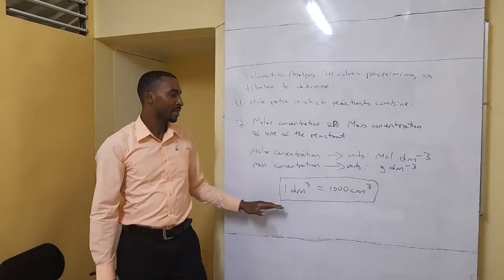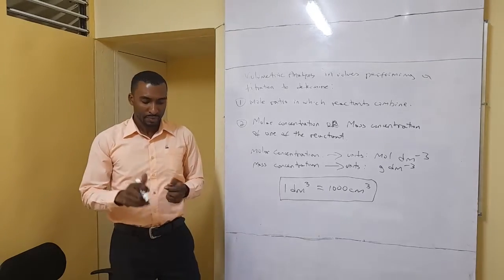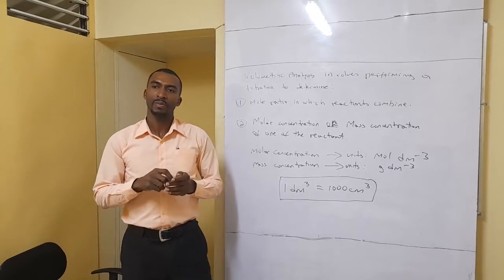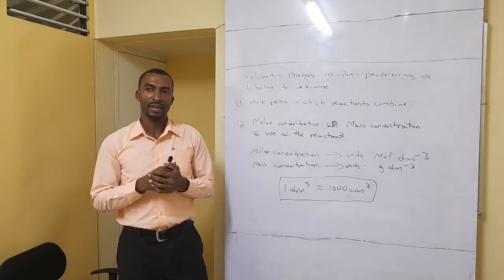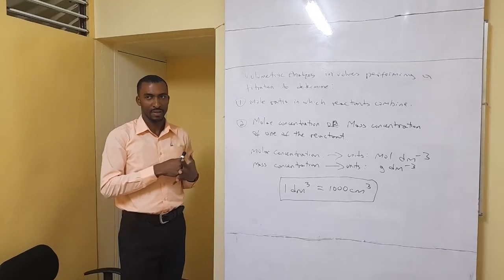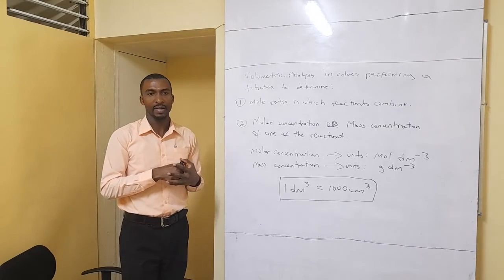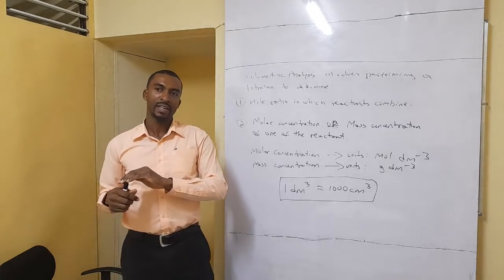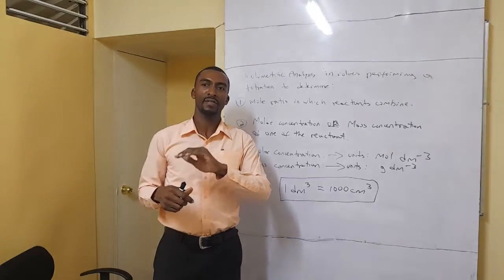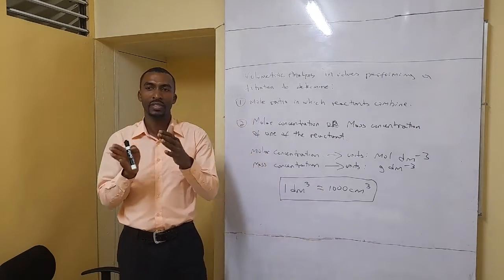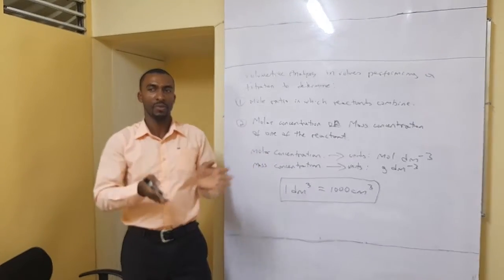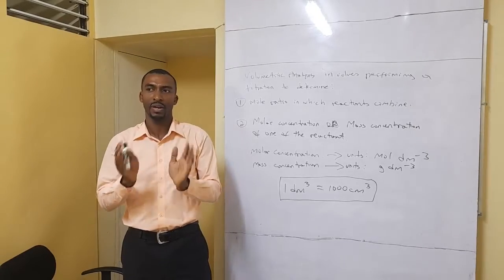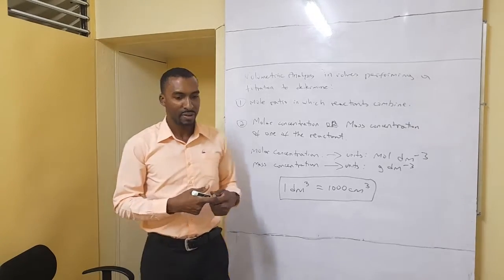But remember that normally we use 1000 cm cube or 1 dm cube as the basis for the molar concentration of a solution. So we always try and work back to the amount of moles or the mass of the substance in 1000 cm cube of solution, to use it as the molar concentration.